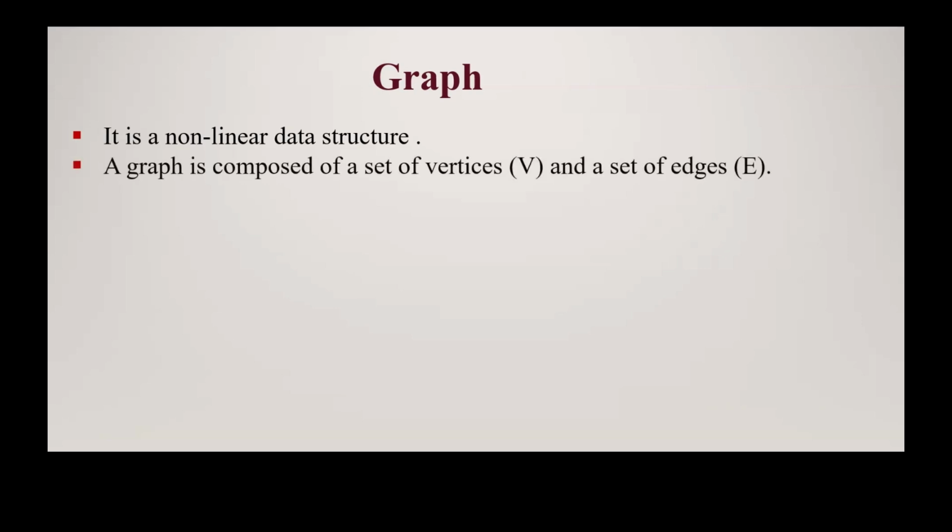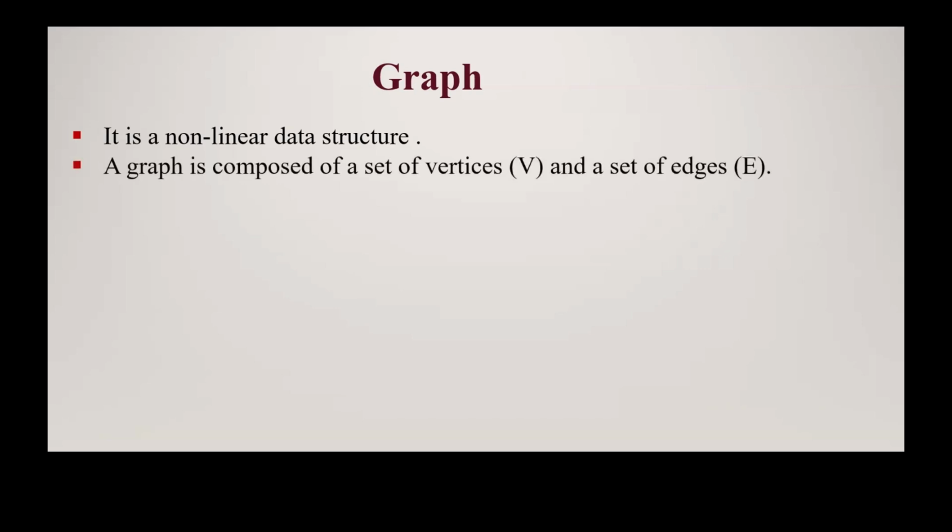So first, we have to understand what a graph is. A graph is a non-linear data structure. As we learned initially, data structures are broadly classified into two types: one is linear, another is non-linear. If the data is stored in a one-line format, then we say it is linear. But if it is not in a line format, then it is called non-linear. So the first point we learn is that it is not a linear data structure. It is a non-linear data structure.